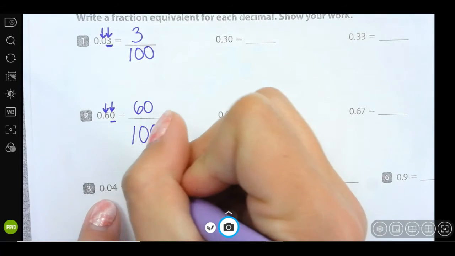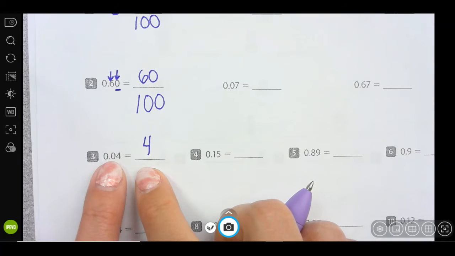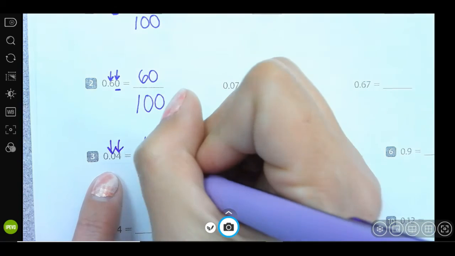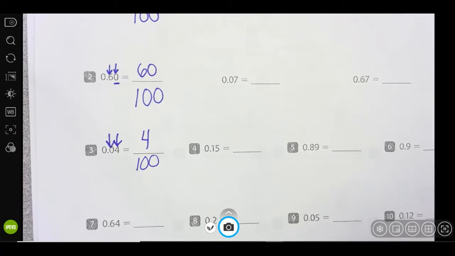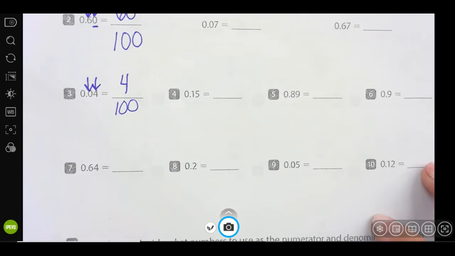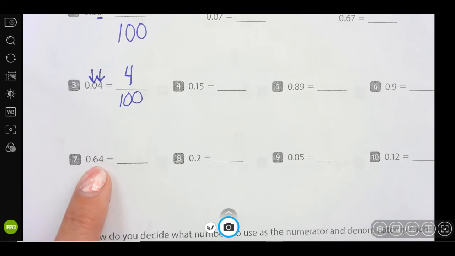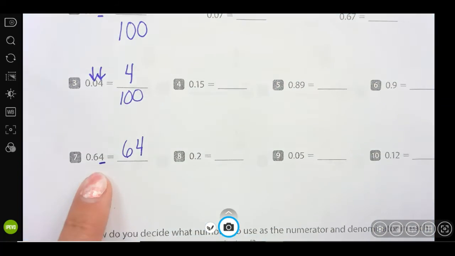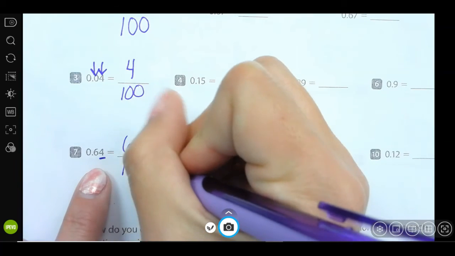Number 3, we have 4. Now we just have to figure out what number we put for our denominator. This is the tenths. This is the hundredths. Okay. Take a look at number 7. I have 0.64 or 64. You always look at the last number. The 4 is in what place value? The hundredths. Okay.